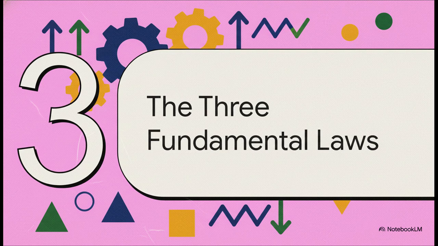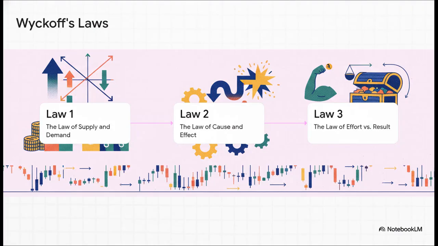But here's the thing. The Composite Man doesn't just make things happen by magic. He's not operating on a whim. His actions, and by extension, the entire market's movements, are all governed by three simple but really profound fundamental laws. Understanding these is like learning the basic physics of the market, and there are just three of them. That's it. These three laws are the absolute bedrock of the entire Wyckoff method.